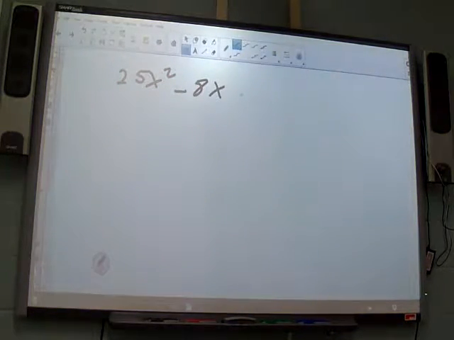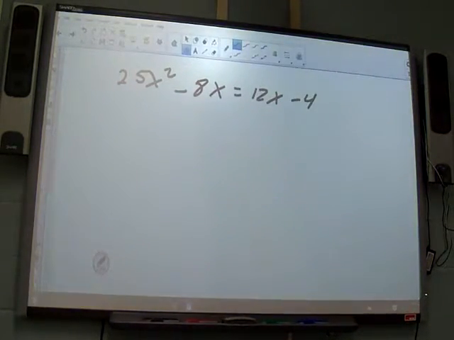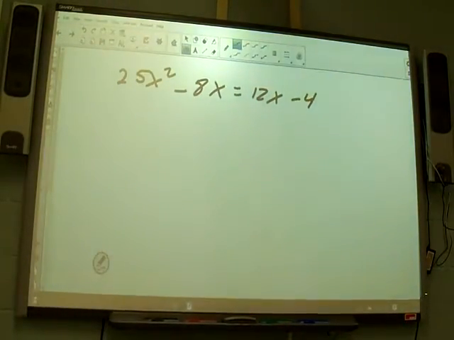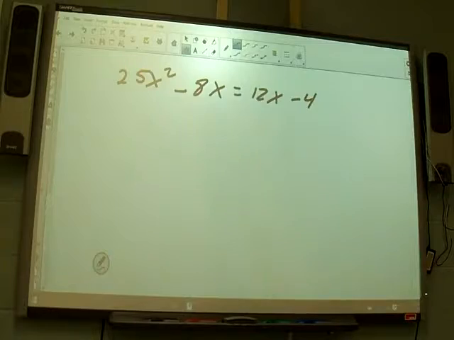This one I'm going to do with you, and then the next one I'm going to send you to your boards. I got 25x squared minus 8x equals 12x minus 4.